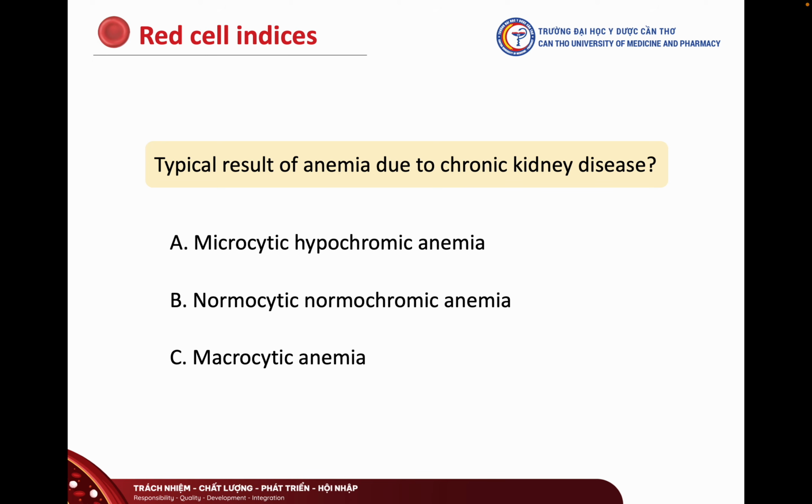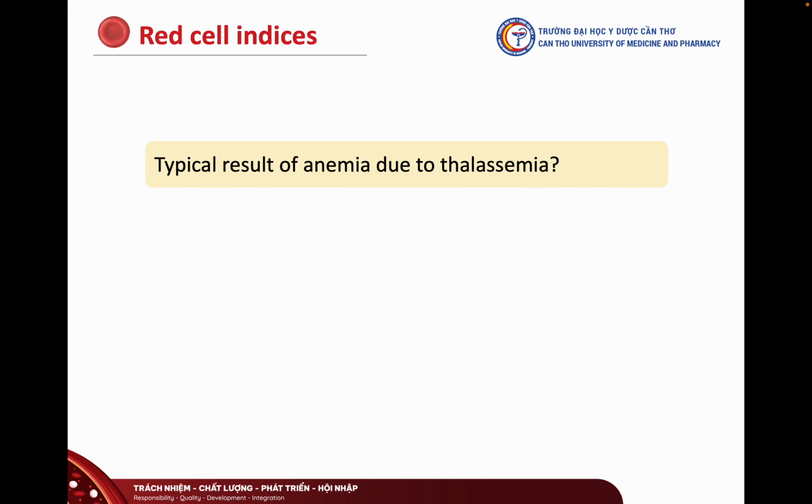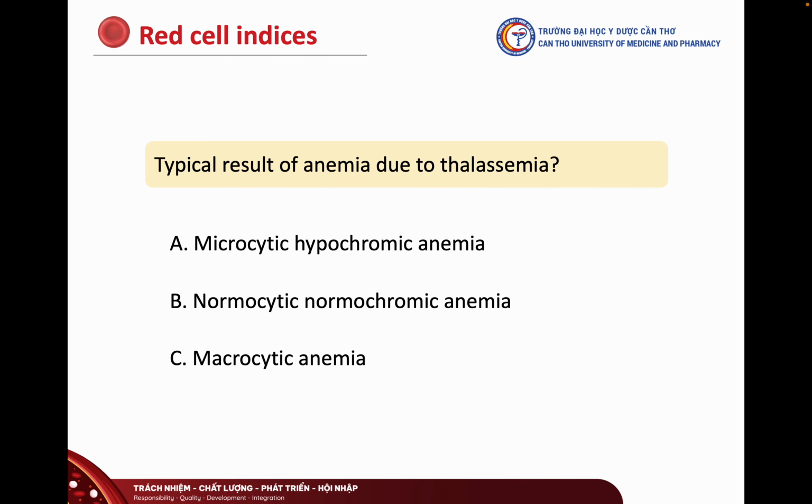So the correct answer is B, normocytic normochromic anemia. Because in chronic kidney disease, red cell production decreases, but the cell size and color remain normal. Alright, and here's your next question. What type of anemia is typically seen in thalassemia?